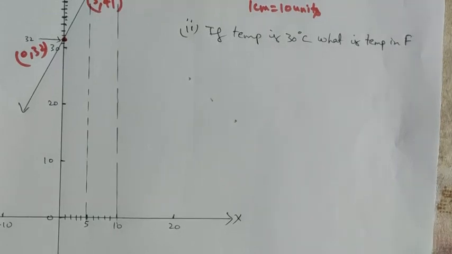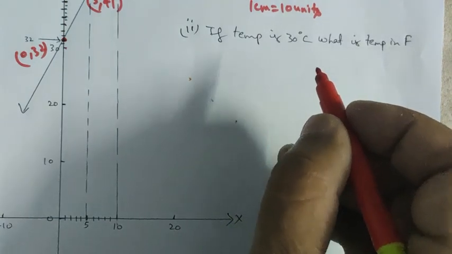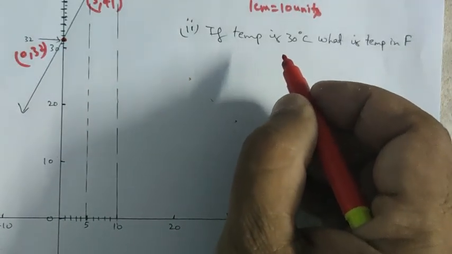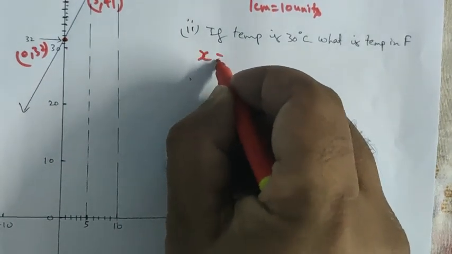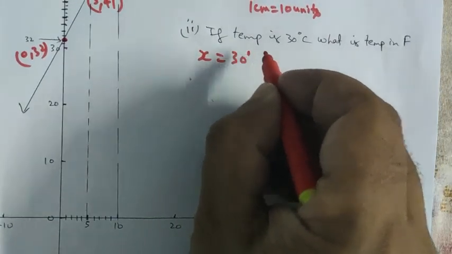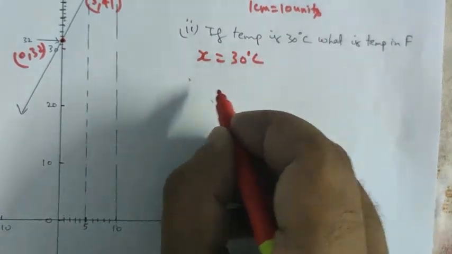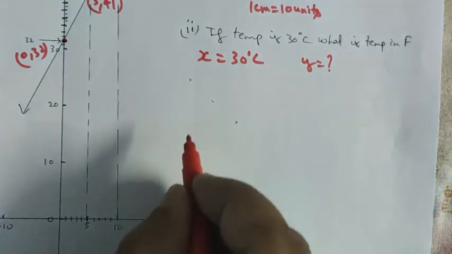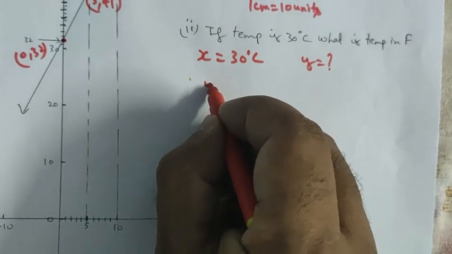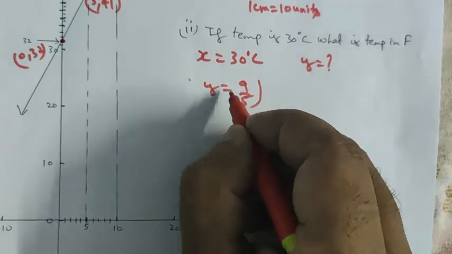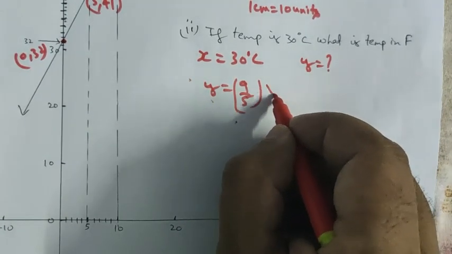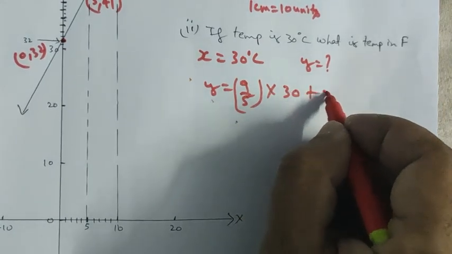So here I am doing it with the equation. We have to find the temperature in Fahrenheit. Fahrenheit we have taken as y, and the Celsius scale is 30 degrees. So we are given the value of x equals 30 degrees, because I have taken the Celsius scale as x. And we have to find the value of y. So we can substitute in the equation y equals 9/5 times x, and here the value of x is 30, plus 32.